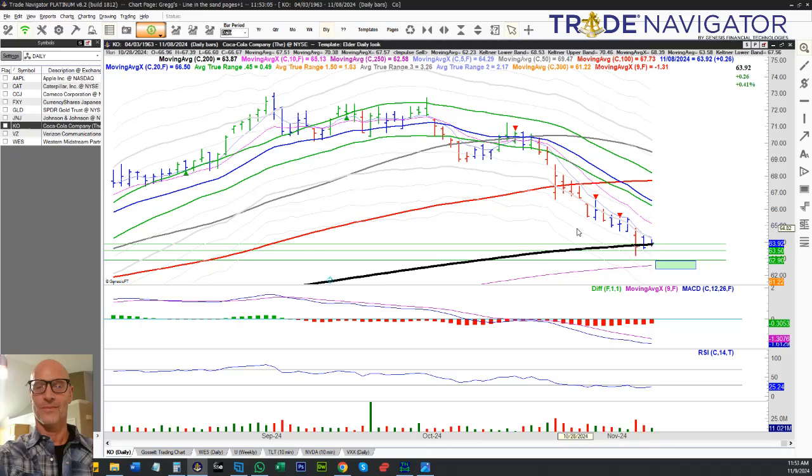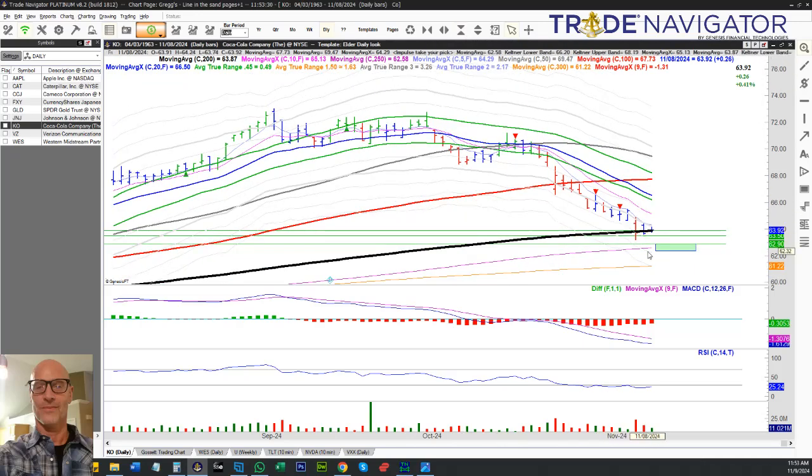So key, what do we do with Coca-Cola? Well, if we have a strong move up on Monday over the 200, I may consider getting long Coca-Cola there. However, the next level of support below on Coca-Cola is the 250-day moving average. And this is a deep dip buy as well, 250-day moving average, 300 down here as well.